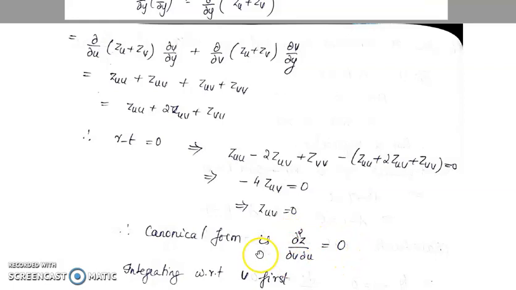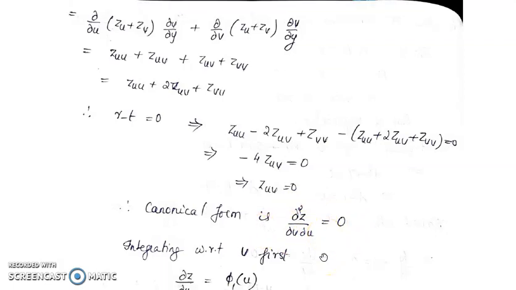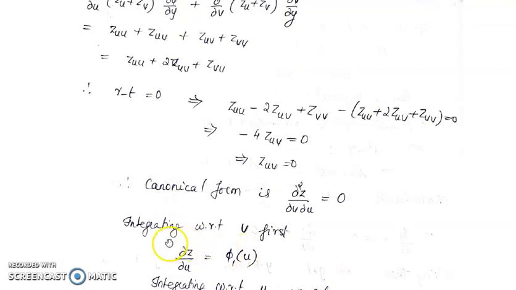This you can integrate and you can obtain the solution. When you integrate, this is dou by dou v of dou z by dou u. First integrate with respect to v. Right hand side is 0. So when you integrate with respect to v, you will get a constant. The constant will in general be a function of u. Dou z by dou u equals phi of u.